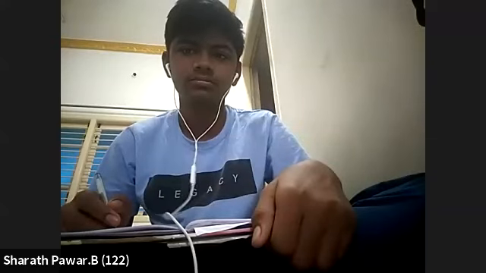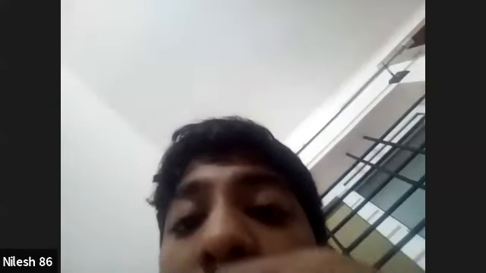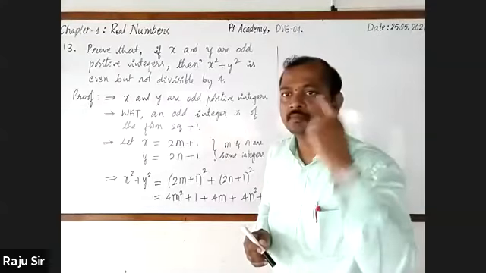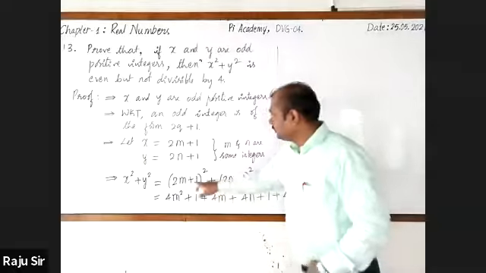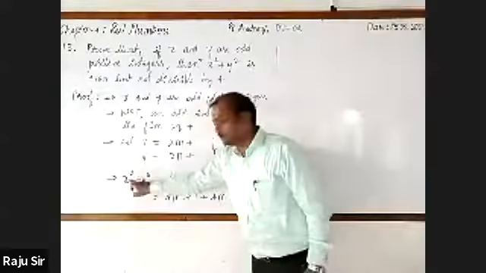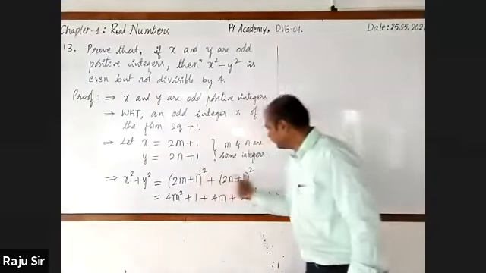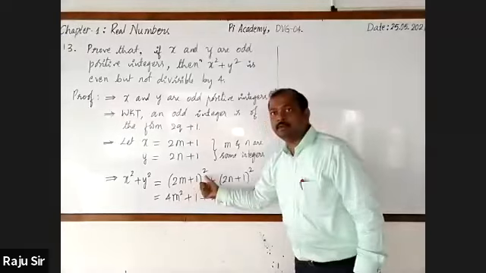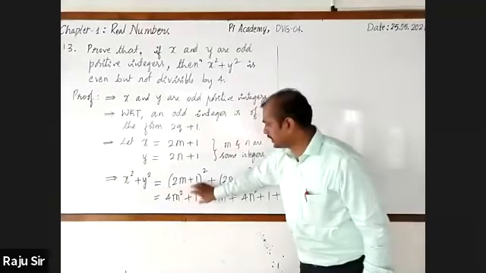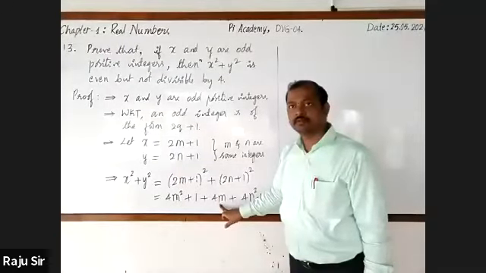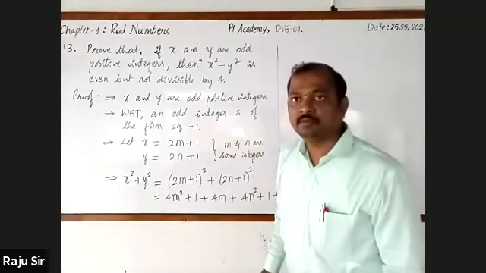Hope you have understood. Yes, sir. Sir, why have you done squaring? Tell loudly. Here x square is there, here y square is there. We have substituted, then we have applied (a plus b) whole square, a square plus b square plus 2ab. Got it? Did you understand?